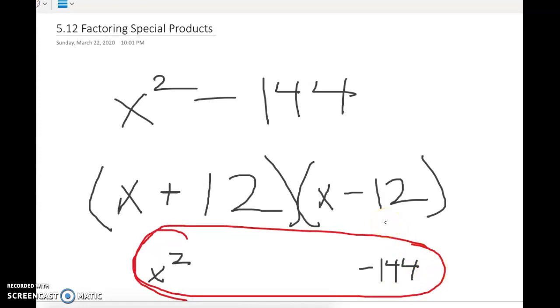So that is factoring special products. Okay? Beware of decimals, beware of fractions. The steps are still the same. Okay? Just take it step by step.